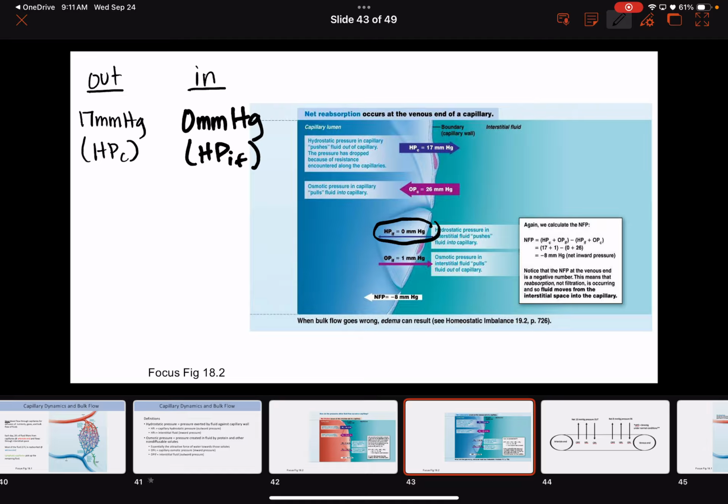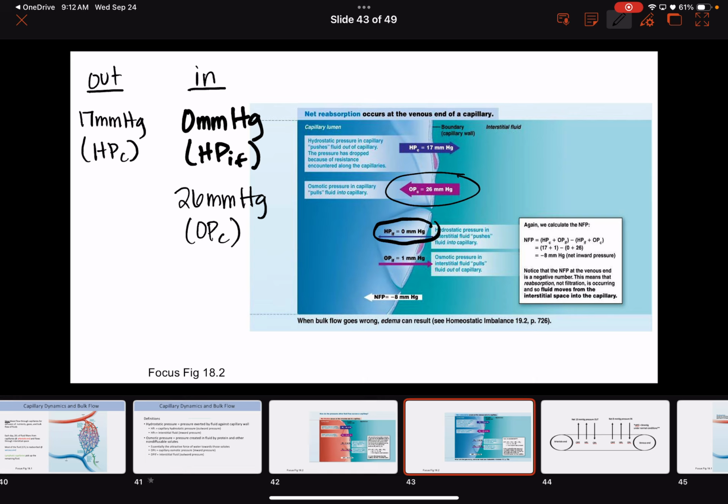Our osmotic pressure of the capillary is still 26. Okay, we still have most of our solutes and our protein inside the capillary, inside the blood there. And so our inward pressure from osmotic pressure is still 26 millimeters of mercury. And this is our osmotic pressure of the capillary. Yes, we have just delivered some solutes, so there's theoretically less solutes in the capillary, but it's not significant. It doesn't cause a difference in pressure. Okay, it's still at 26.